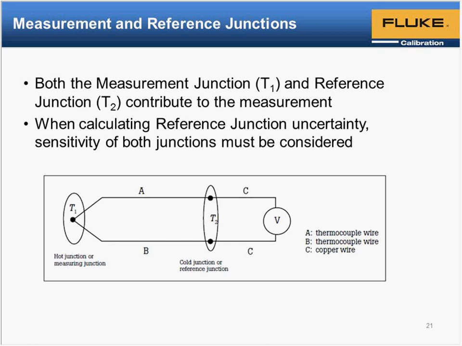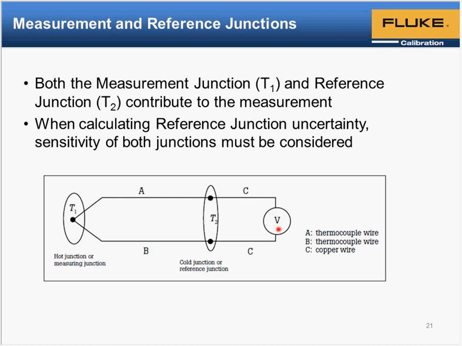Thermocouples, in order to measure them, there has to be two measurement junctions. One junction is where the thermocouple wires are together, and this is often referred to as the hot junction or the measuring junction. We've identified it as T1 in the illustration. A and B are the two different wire types that this thermocouple is composed of. And then T2 is the cold junction or the reference junction. This is where the thermocouple wire is joined directly with copper connections in the readout, or copper wire is attached. The junction is transitioning from thermocouple wire to copper wire, and the copper wire is then connected to the voltmeter.